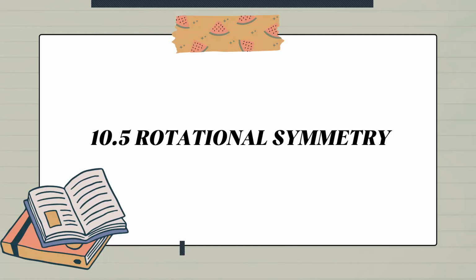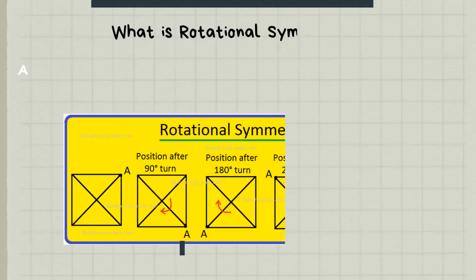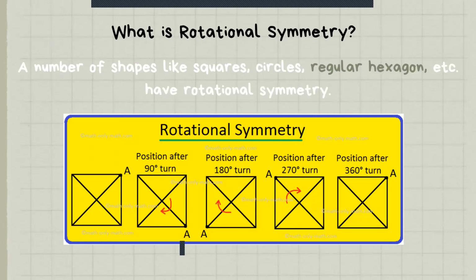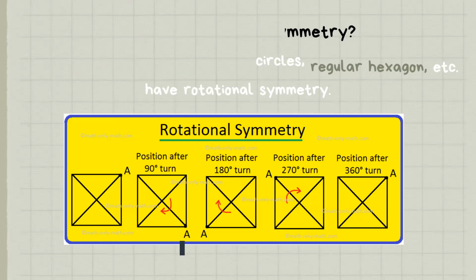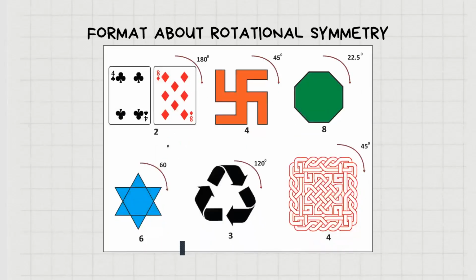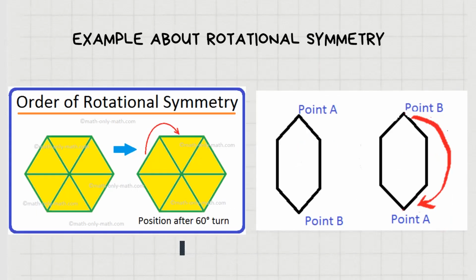10.5 Rotational symmetry. What is rotational symmetry? A number of shapes like squares, circle, regular hexagon, and more have rotational symmetry. These are the rotational symmetry photos. The format about rotational symmetry: this picture shows you the format. Example about rotational symmetry: the photo shows you the example.